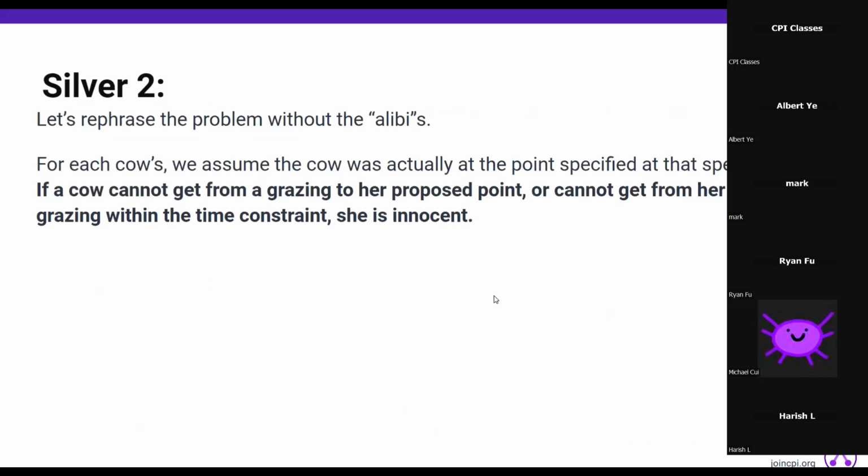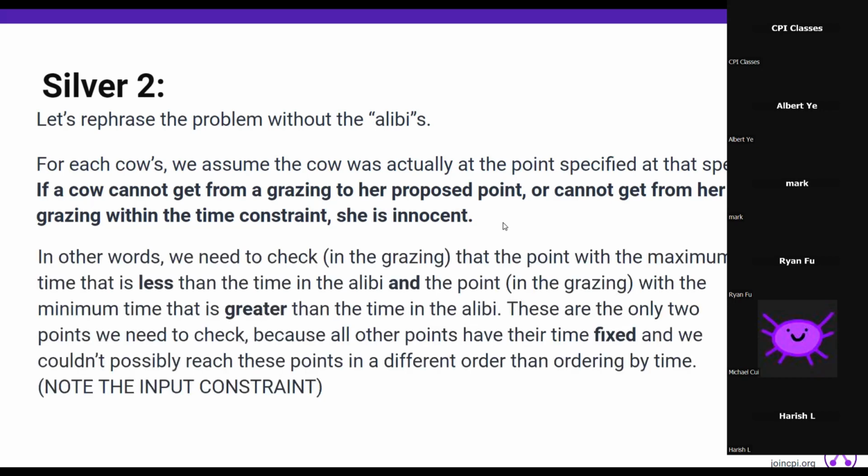For each cow, if a cow was actually at the point specified, so if the cow was actually at their alibi point at the time they said they were, if a cow cannot get from a grazing to her proposed point, or cannot get from the alibi to a grazing within the time constraint, then she is innocent. So I'm going to rephrase that again. In other words, we need to check in a grazing the point with the maximum time that is less than the time in the alibi.